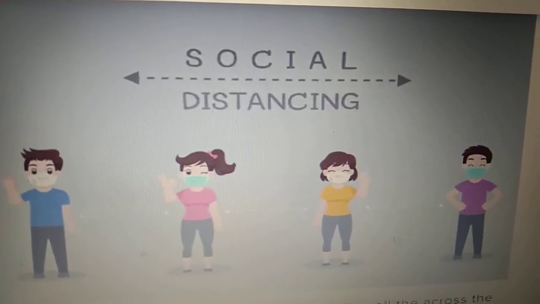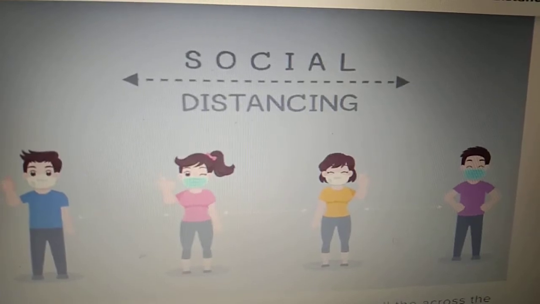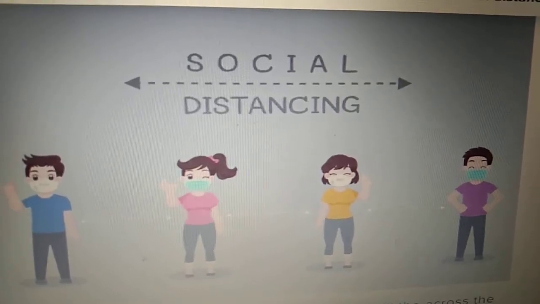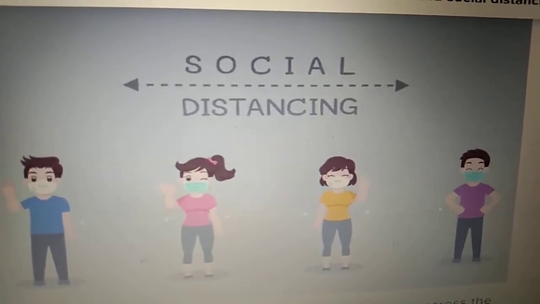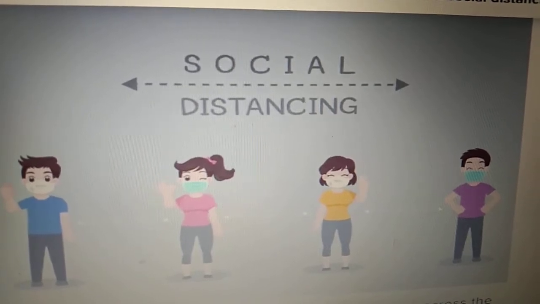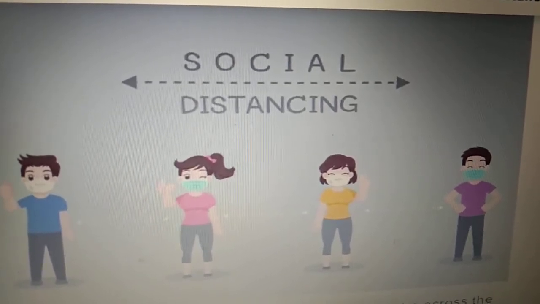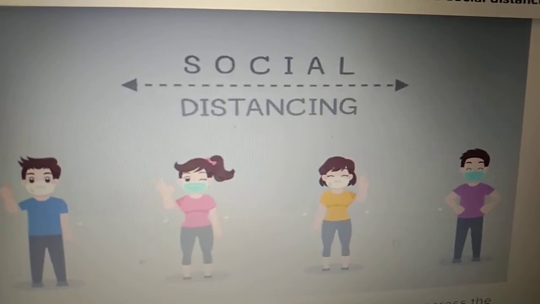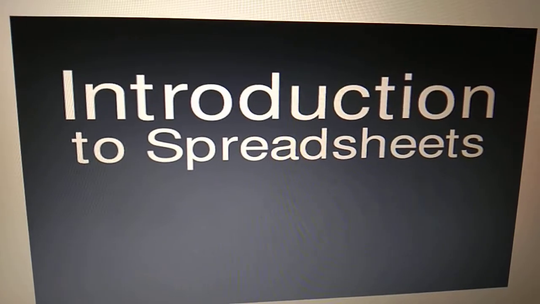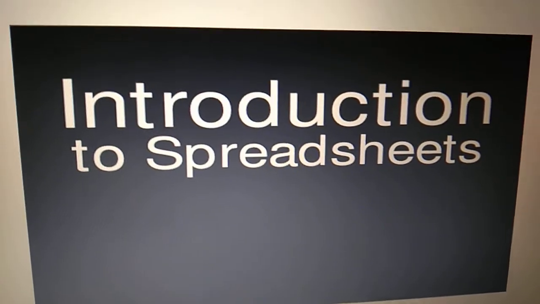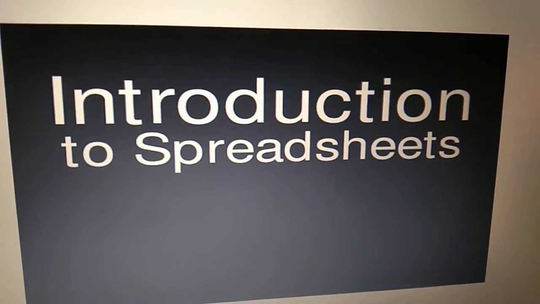So class, let's start with the next unit, that is electronic spreadsheet. This is our fourth unit. In this unit, the first topic is editing data in a spreadsheet and introduction to spreadsheets. So let's start with the topic, class.